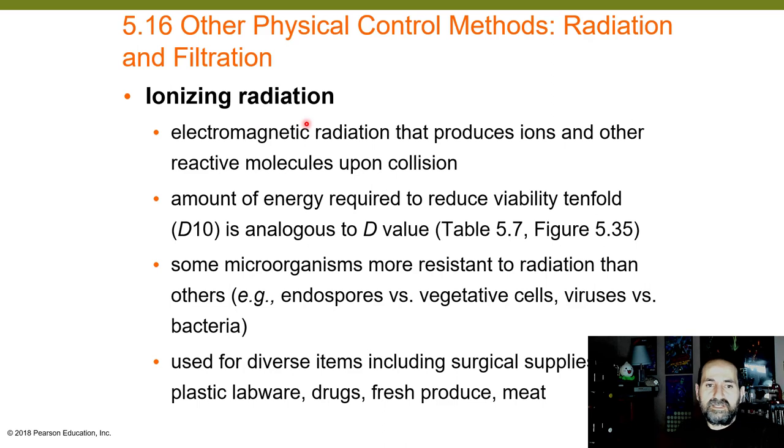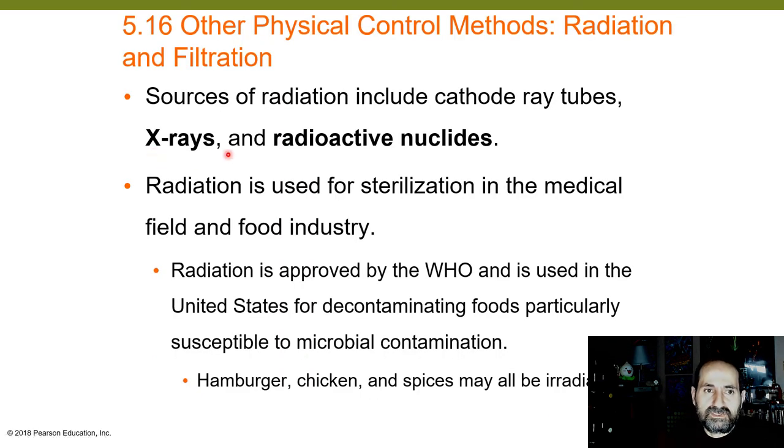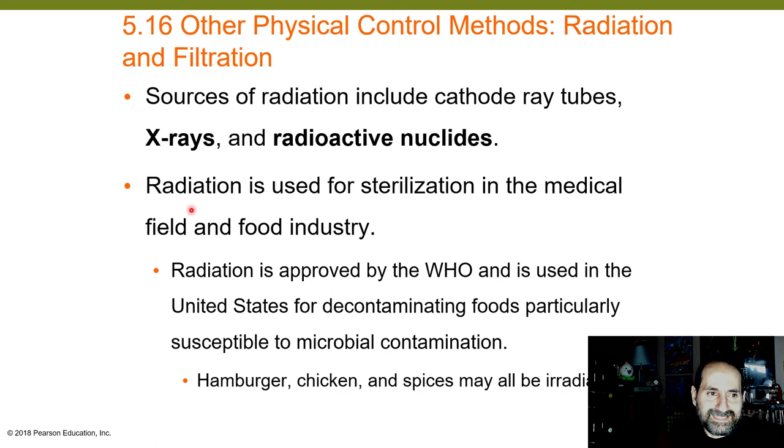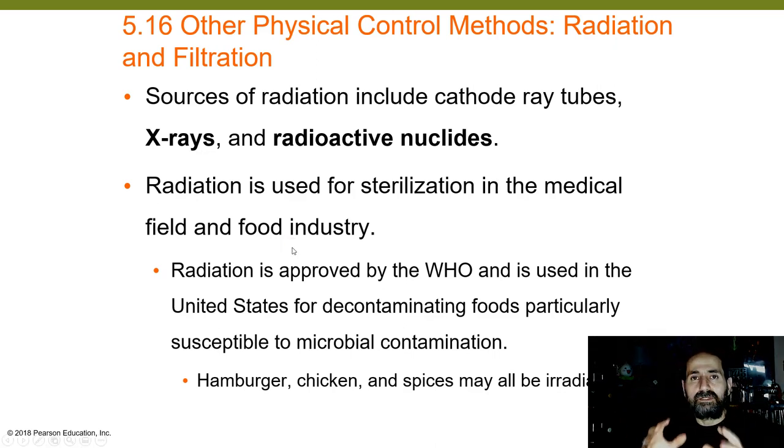Ionizing radiation. So with ionizing radiation, you can destroy bacterium by causing double strand breaks in the bacterium. X-rays can cause double strand breaks. Radioactive nuclides can cause DNA damage as well and cell death. And by the way, a lot of times radiation is used for sterilization of substances that are sensitive to heat and moisture. So if you want to sterilize something like drugs, or if you want to sterilize something like plastic conical tubes, you could use radiation.